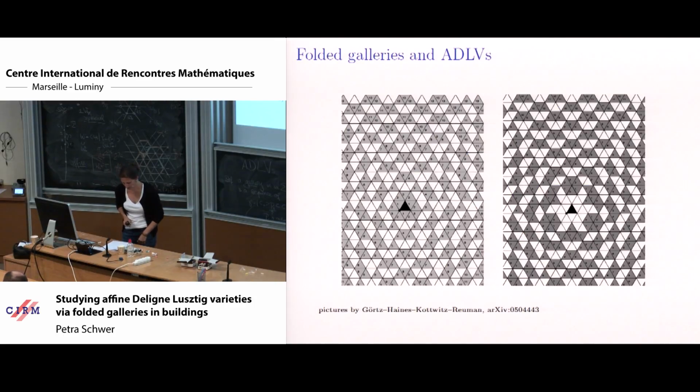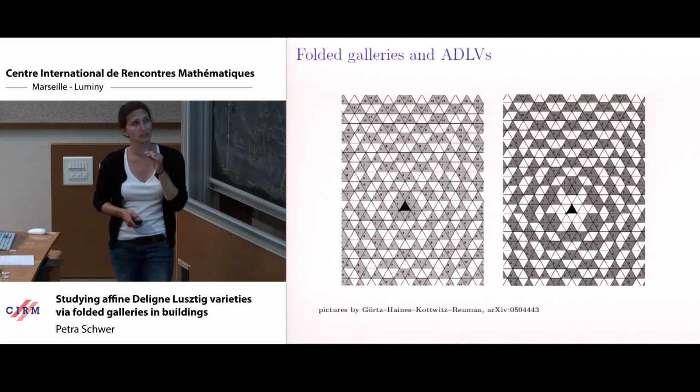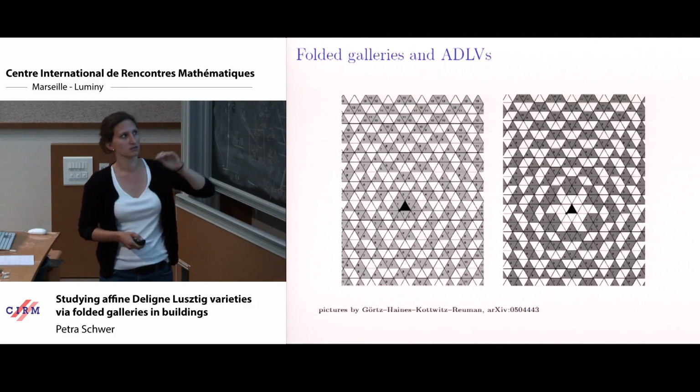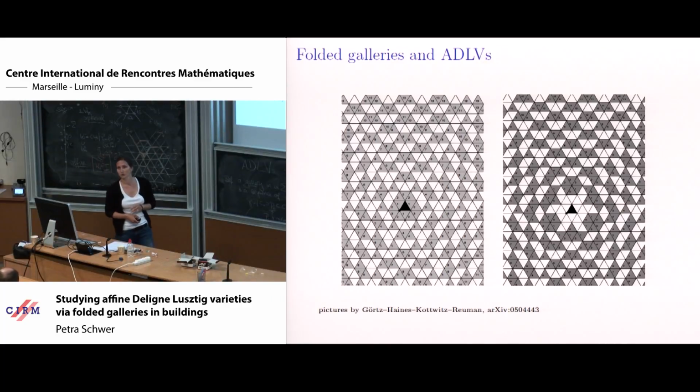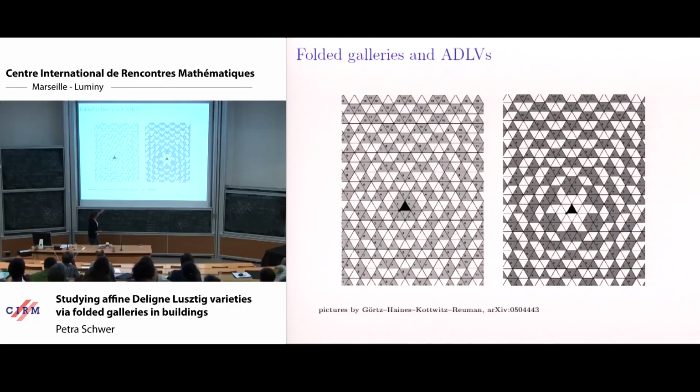Okay, so I promised affine Deligne-Lusztig varieties, so I should say something about them. These pictures are contained in a paper by Görtz, Haines, Kottwitz, and Reuman from 2010, I think. They ran a computer experiment to compute non-emptiness and dimensions of affine Deligne-Lusztig varieties, now indexed by these pairs x and b.